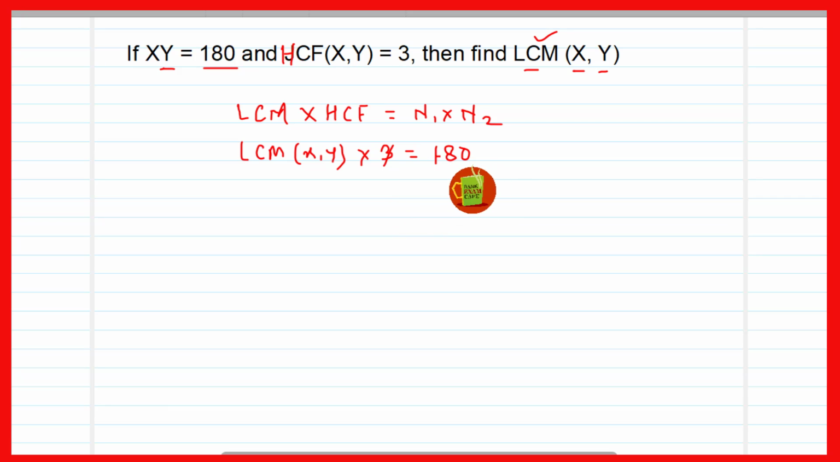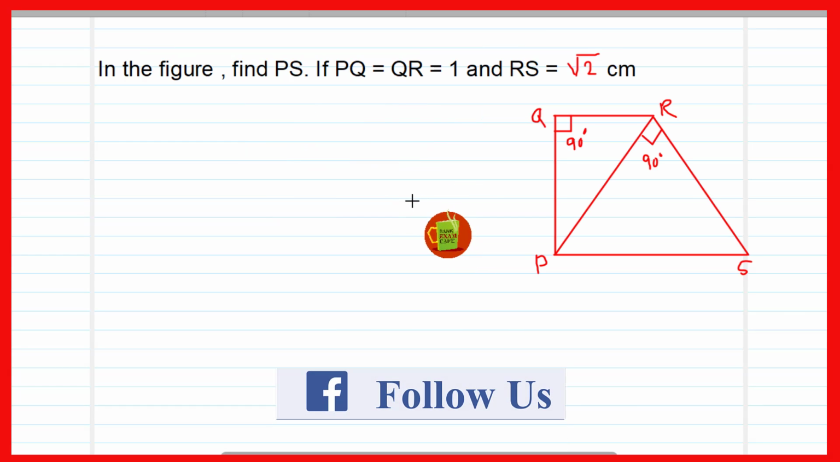So 3 ones are 3, 3 sixes are 18 and 3 zeros are 0, and therefore LCM of x and y is equal to 60. So friends, LCM of the given two numbers x and y is 60. Move to the next question.